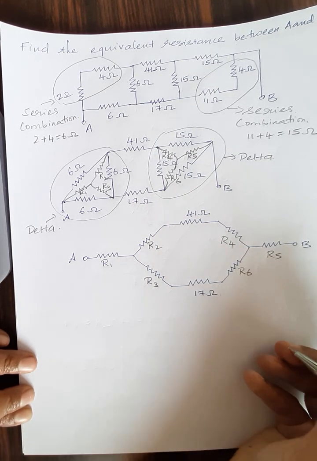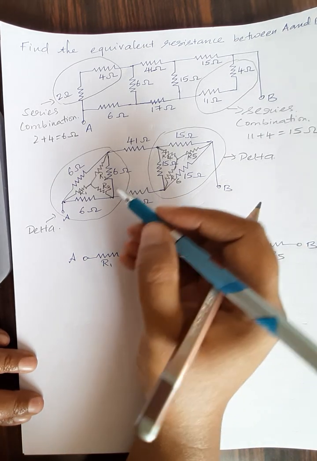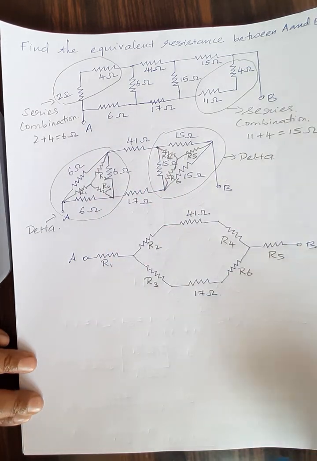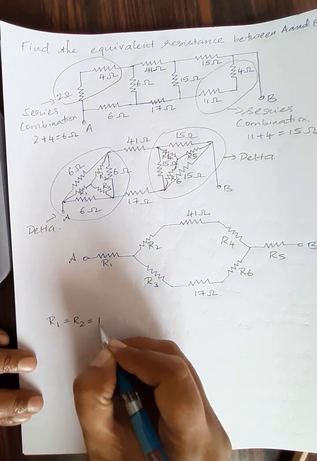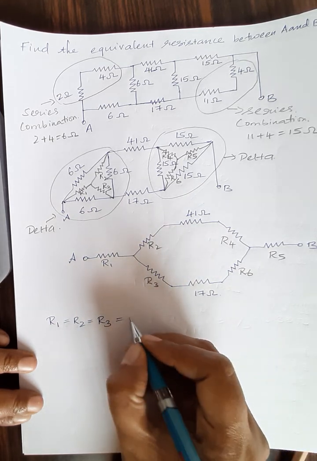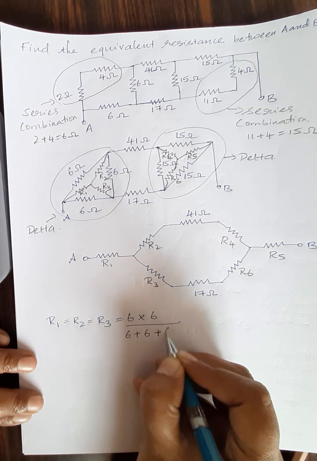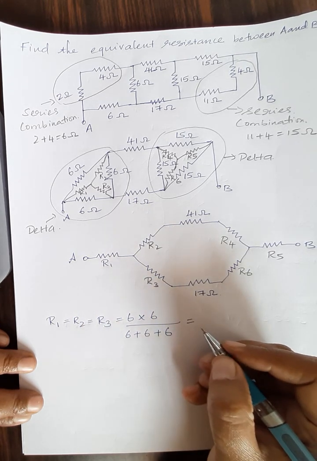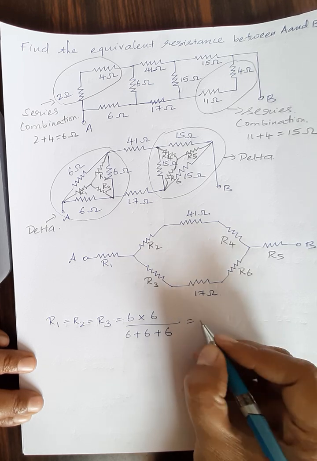Now first find out the values of the resistances R1, R2 and R3. It's simple. If you observe the delta transformation, all the resistances are 6 ohms. Now you can directly write like this: R1 which is equal to R2 which is equal to R3 which is equal to 6 into 6 divided by 6 plus 6 plus 6. You will get 36 divided by 18, 2 ohms.